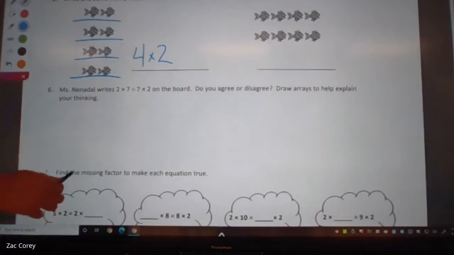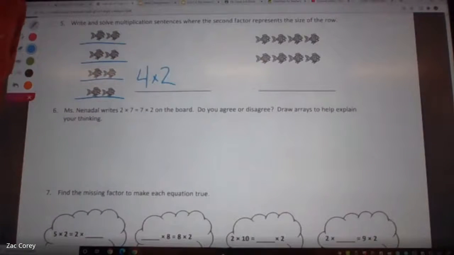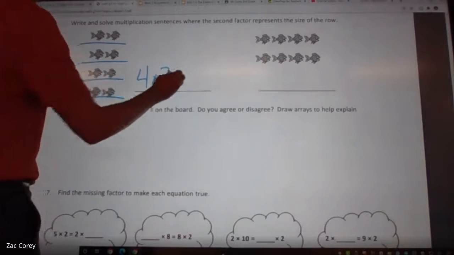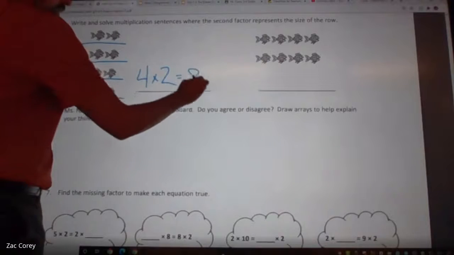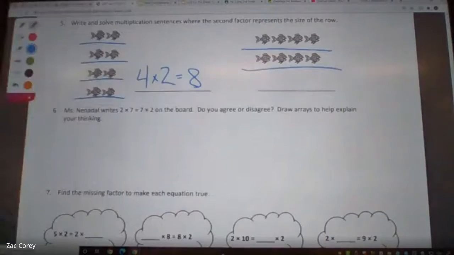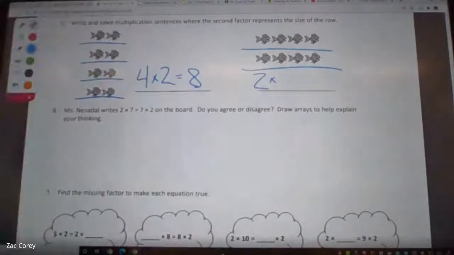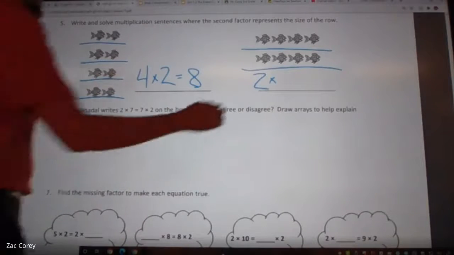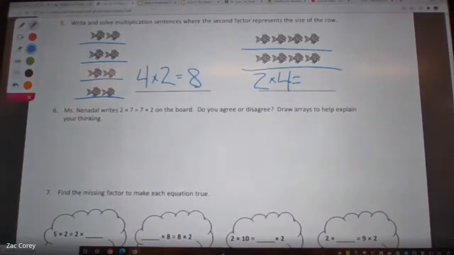I just realized you couldn't see the top of my page. So let me move my screen a little bit. There we go. So we're on number 5. All right. 4 times 2 equals, that means 2 4 times. So 2, 4, 6, 8. Let's check this one out over here. This one we have 2 rows. Okay, so that tells us we need to write 2 first. And in each row we have 1, 2, 3, 4 fish. All right, so in this one they want us to count by 4s 2 times. Okay, so that means just 4 plus 4. So 4 plus 4 equals 8.